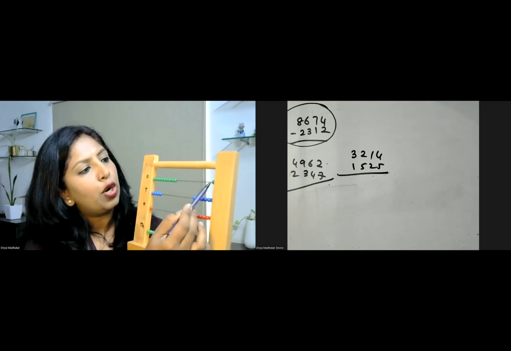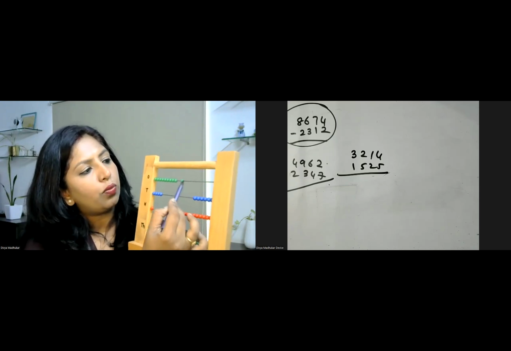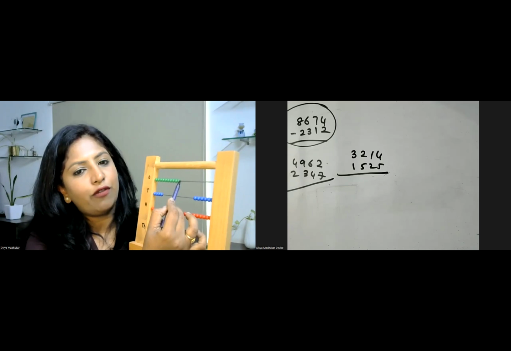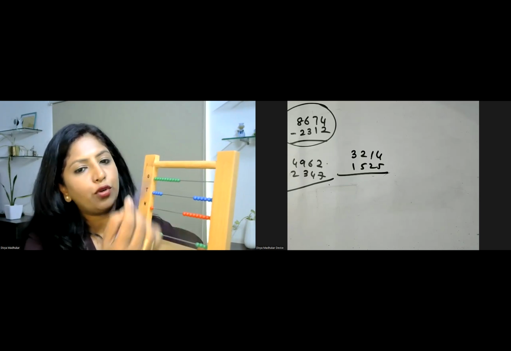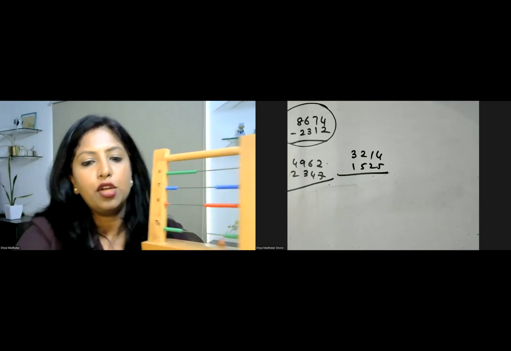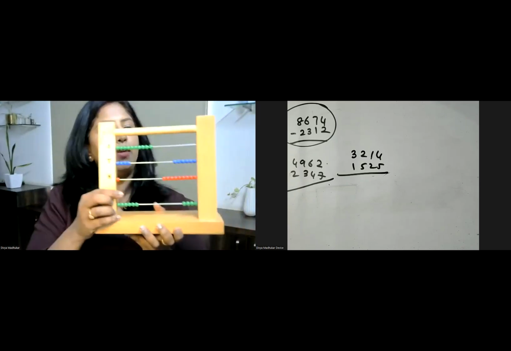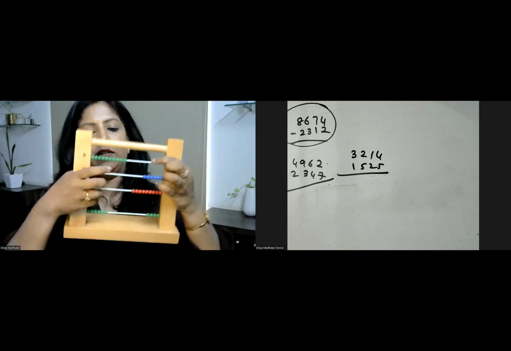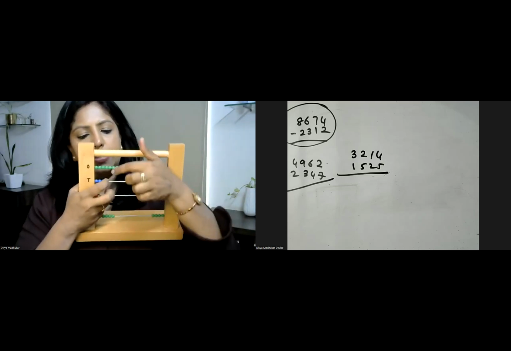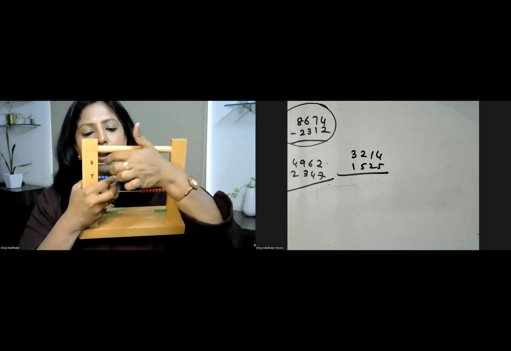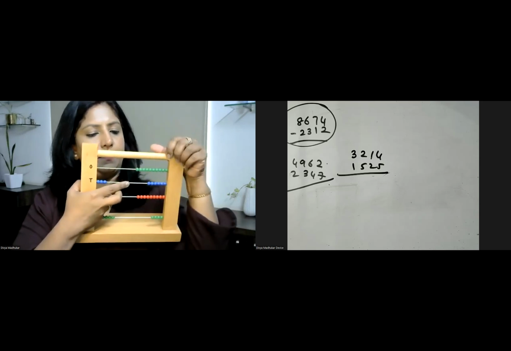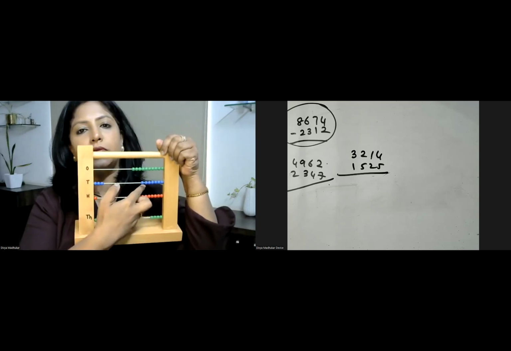1, 2. I don't have 3, 4, 5, 6. So what do I do? I have to use the borrowing concept. So when I go on borrowing concept, I will have to be using both my fingers. Okay. So one is this would go this side and all of this will come this side. And my blue would go. Correct?